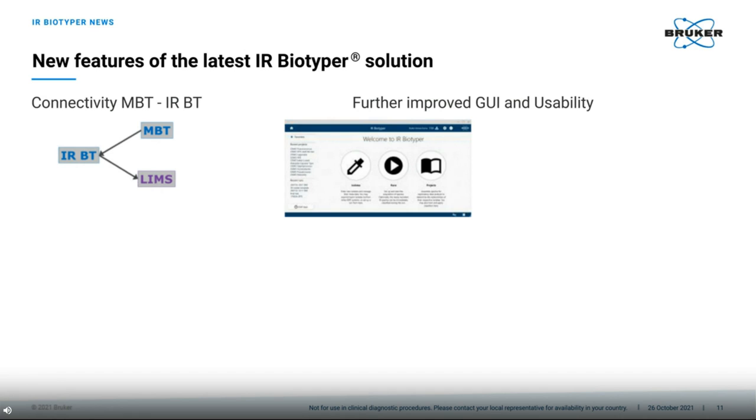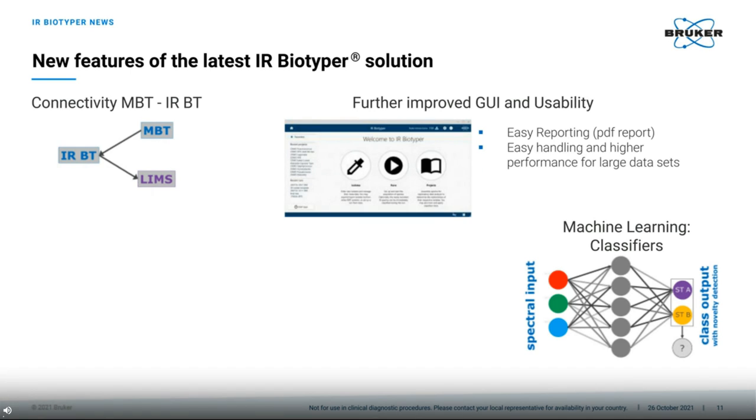The usability, now it comes with an easy reporting, PDF report, especially for larger data sets. The performance was improved. It's easier to handle. And this is one important thing here, the machine learning, the classifiers, which I already mentioned. This is very important because this is a learning system where you can put in known samples and can detect unknown samples by ready-made classifiers.